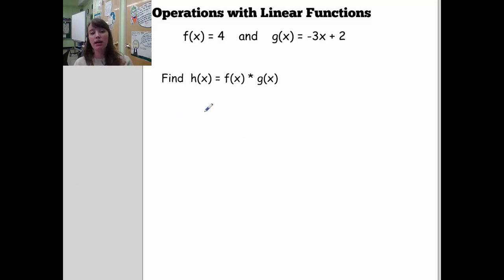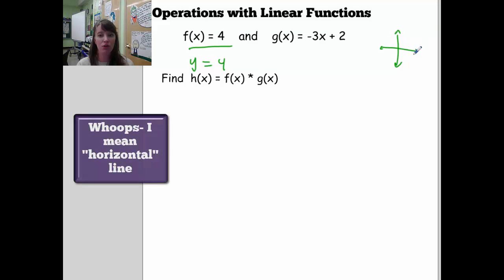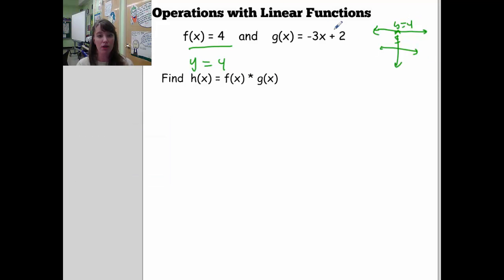Let's say that I wanted to make a new function, h of x, such that it's equal to the first function multiplied by the second function. Okay, now the first function is kind of funny because it's just f of x is equal to 4. Well, that's y is equal to 4, so what does that look like? That's a horizontal line that hits 4 units above the x-axis. So here's the line y is equal to 4. So that's what this is.